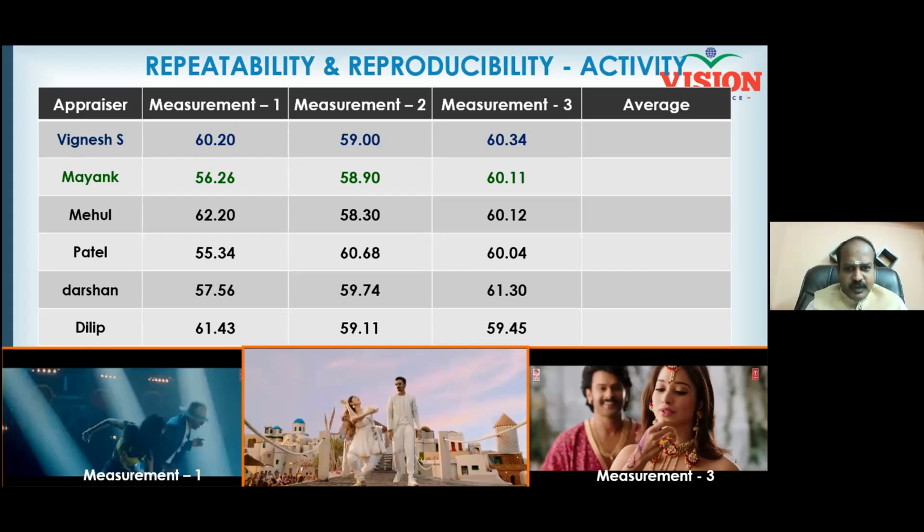Now consider all the appraisers. As far as Vignesh is concerned, Vignesh gave me 3 readings. Now I want all of you to calculate your average. And Vignesh, what is your average? Can you tell me? 59.84. Okay, 59.84. Same way, Mayank, what is your average?